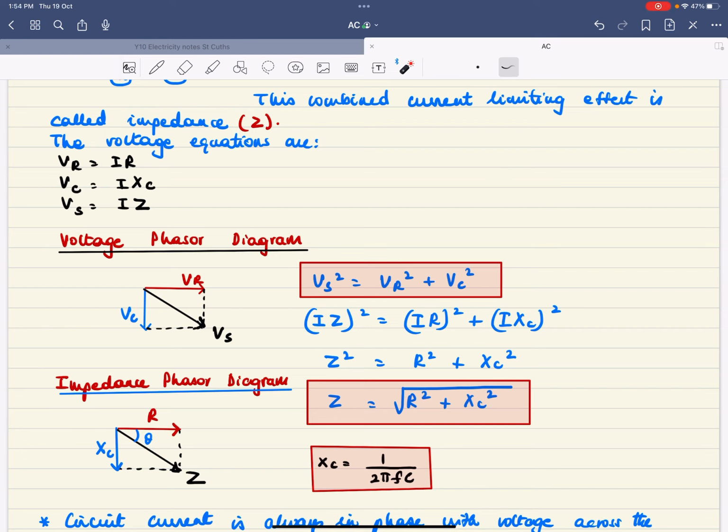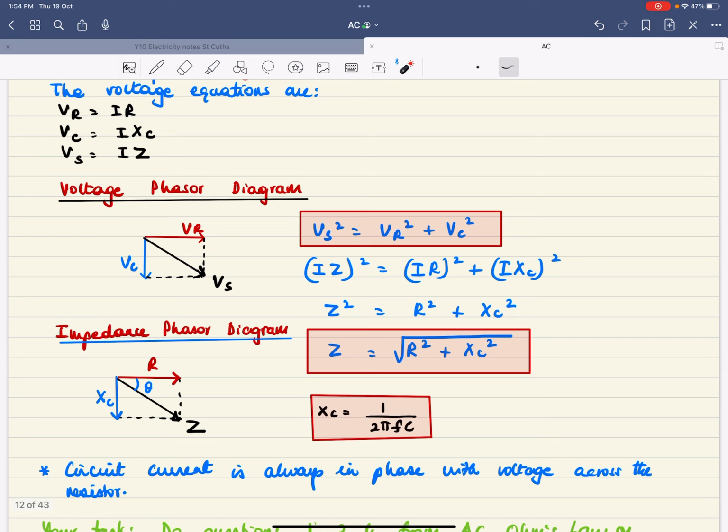So we can also draw an impedance phasor diagram. So you get your resistance along here horizontally, that's your XC, and when you add them vectorially, that's your Z, which is the impedance. How do you calculate XC? By using 1 over 2 pi FC. Now just remember, the circuit current is always in phase with the voltage across the resistor.